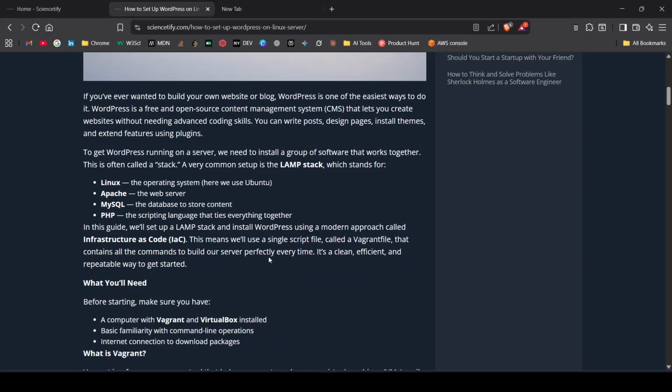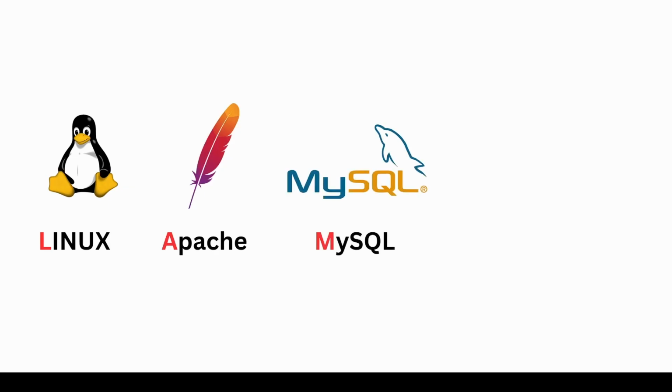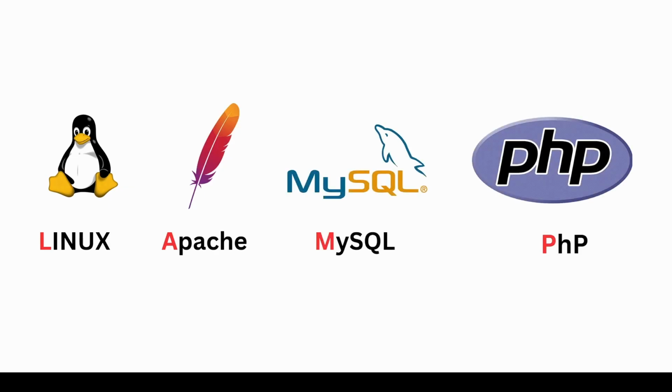To run WordPress, we need the LAMP stack, that stands for L for Linux, A for Apache, M for MySQL, P for PHP. So all these four things work together to run your WordPress site.